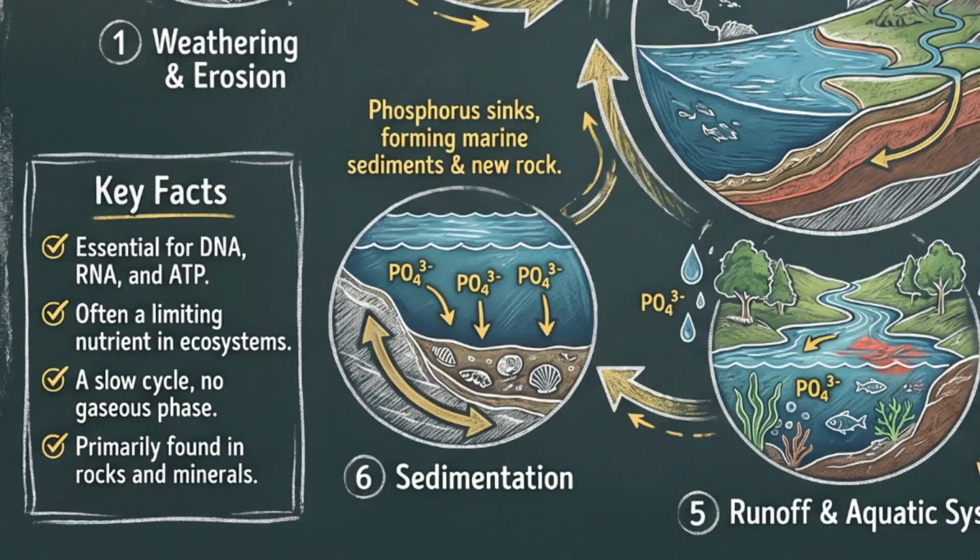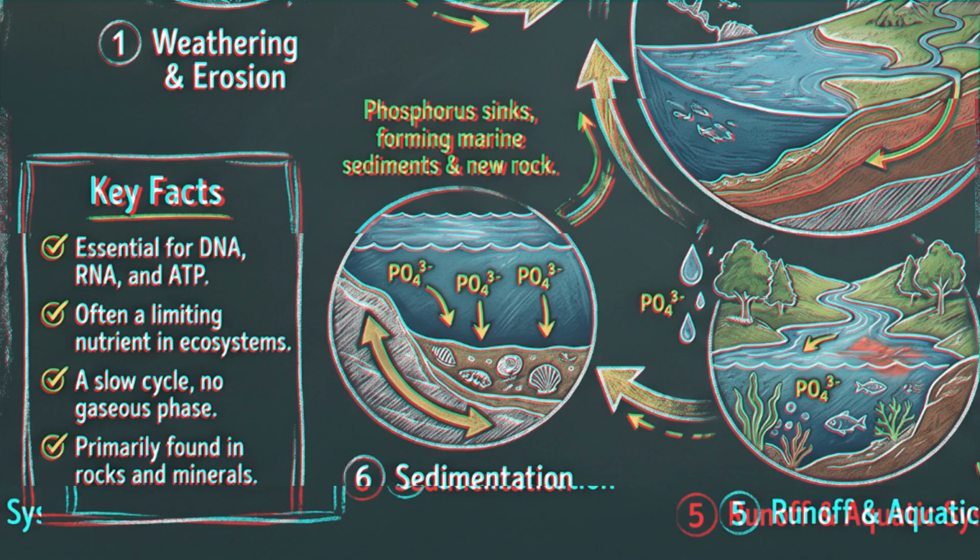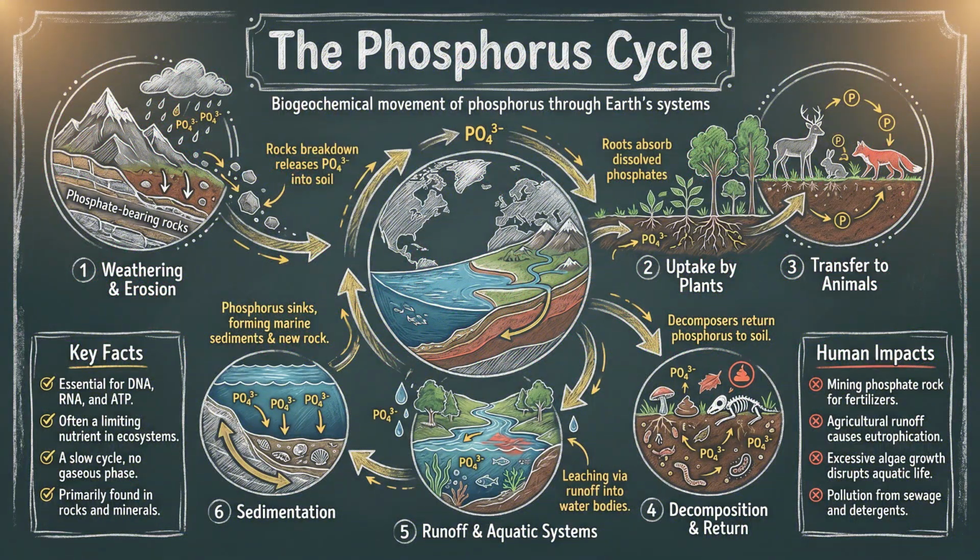Stage 6. Sedimentation and rock formation. In the ocean, phosphorus eventually settles to the seafloor as sediment. Over millions of years, these sediments are compressed into new sedimentary rocks. Geological uplift then brings these rocks back to the surface, where weathering begins the cycle again. This geological part makes the phosphorus cycle one of the slowest biogeochemical cycles. It can take thousands to millions of years to complete a full loop.